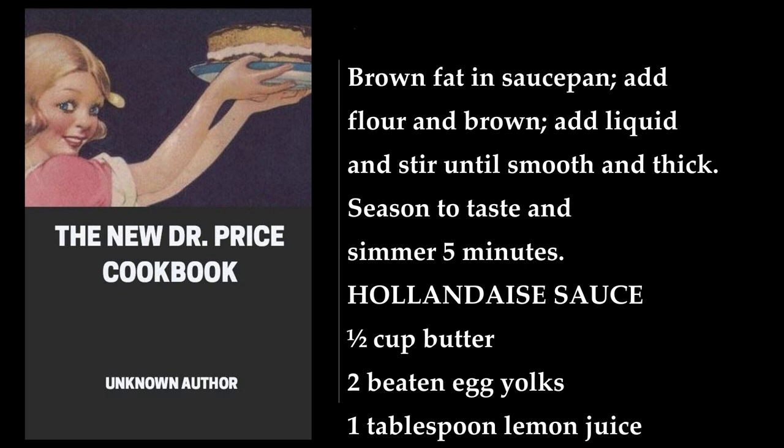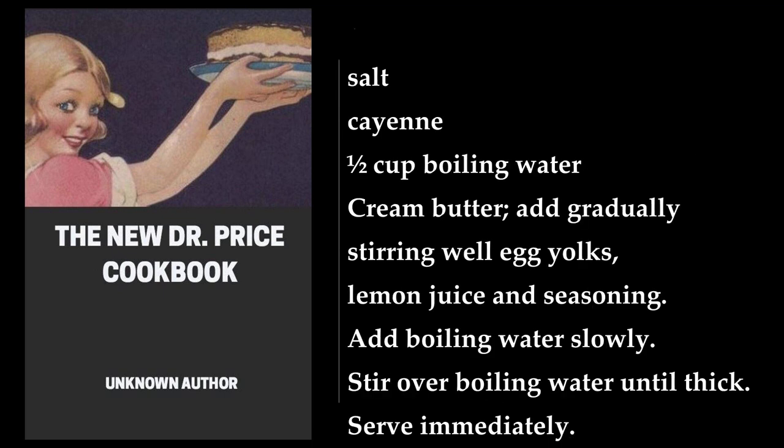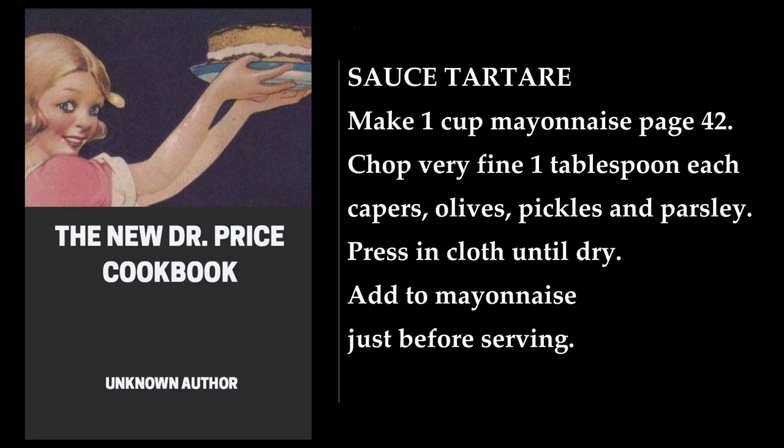Hollandaise sauce. 1/2 cup butter. 2 beaten egg yolks. 1 tablespoon lemon juice. Salt. Cayenne. 1/2 cup boiling water. Cream butter, add gradually stirring well egg yolks, lemon juice and seasoning. Add boiling water slowly. Stir over boiling water until thick. Serve immediately.